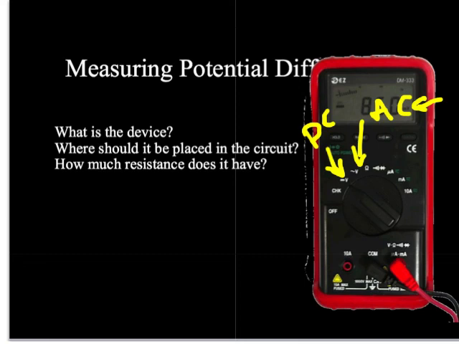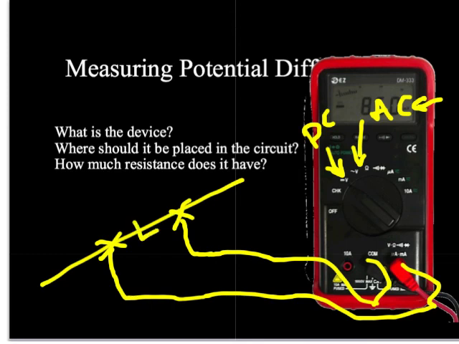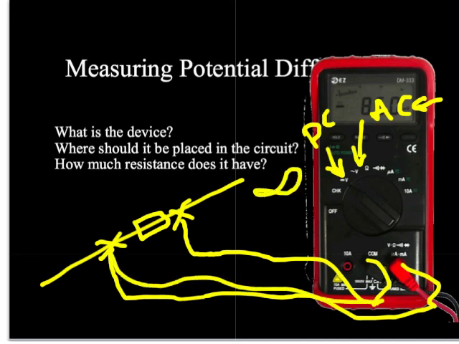Where should we place it in the circuit? Well, remember, it's got 2 leads, which are essentially like probes going in and measuring a reference between 2 points in your circuit. Okay, so it has to be parallel. How much resistance does it have? It must have infinite resistance, because you don't want current to flow around here.